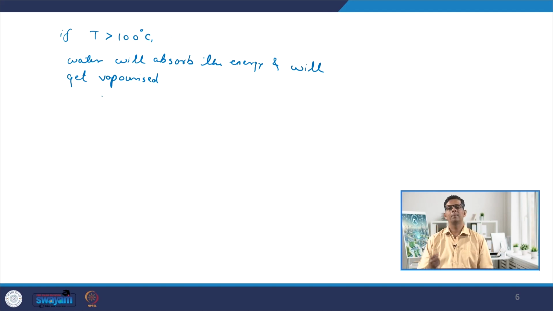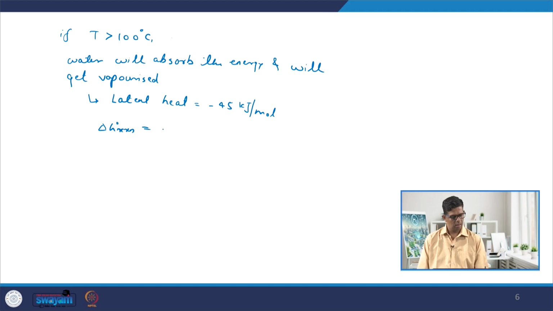And this energy that is absorbed by the water is basically latent heat, which is roughly 45 kilojoules per mole of water. So, in that case, the enthalpy of the reaction comes down to roughly 241 kilojoules per mole. And now, once this changes, so let me underline whatever we had discussed.